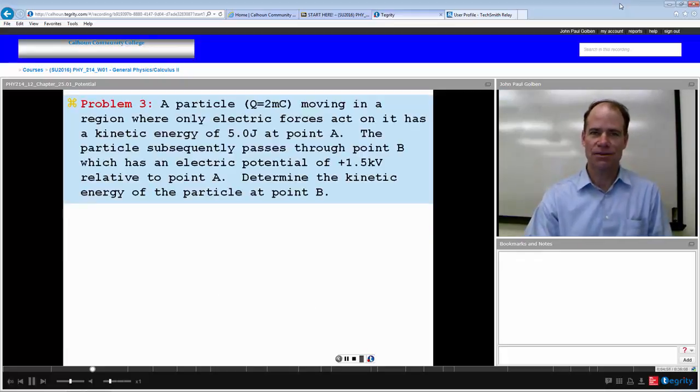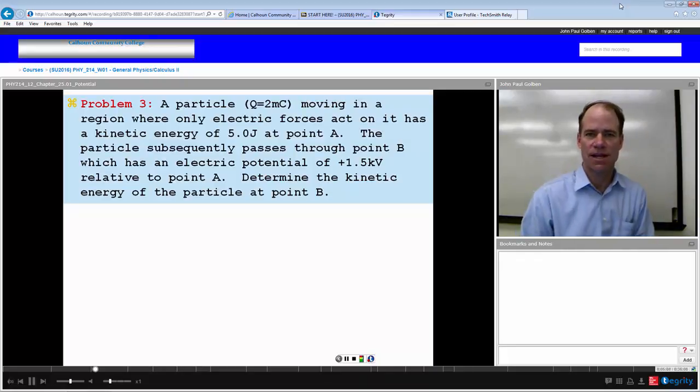Let's try it out. Here's problem number 3 on your problem set. A particle charged 2 millicoulombs, moving in a region where only electric forces act on it, has a kinetic energy of 5 joules at point A. The particle subsequently passes through point B, which has an electric potential of 1.5 kilovolts relative to point A. Determine the kinetic energy of the particle at point B.